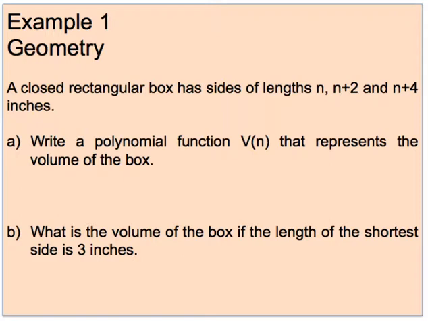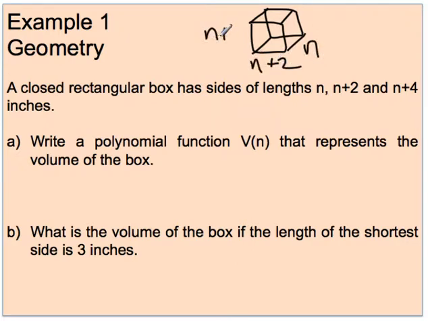Our first example focuses on geometry, and it says that a closed rectangular box has sides of lengths n, n plus 2, and n plus 4. So here we have our box. One of the sides is n, one of the sides is n plus 2, and the final side is n plus 4. And the question says, write a polynomial function V of n that represents the volume of the box.